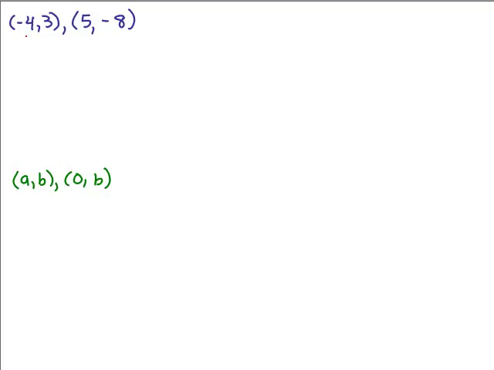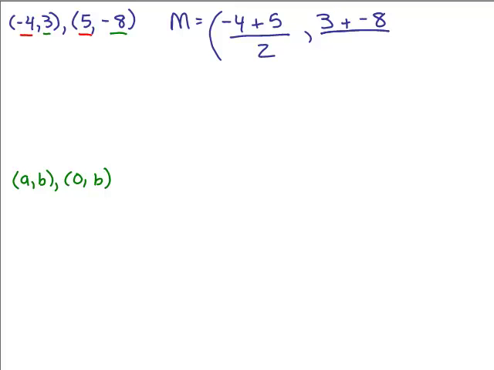All right, so we're going to begin by taking the average of the x's. So the midpoint will be: you take the 2 x values, negative 4 plus 5, and divide by 2. And then you take the 2 y values here and add them up and divide by 2 to take their average. So negative 4 plus 5 is 1, so that gives you 1/2. 3 plus negative 8 is negative 5, so that gives you negative 5/2. You can leave your answer like that. If you want to write negative 5/2 as negative 2.5, that's fine.